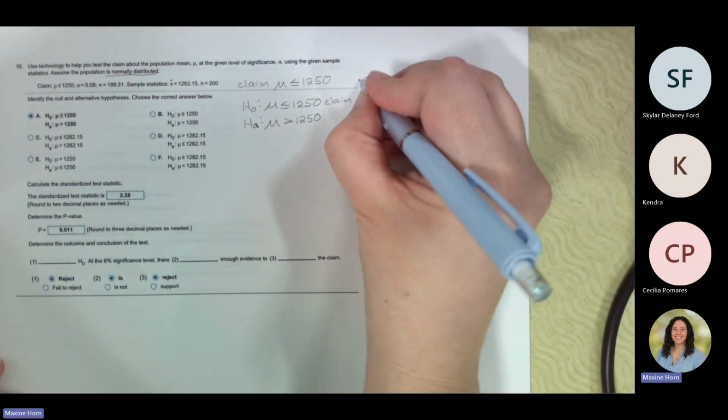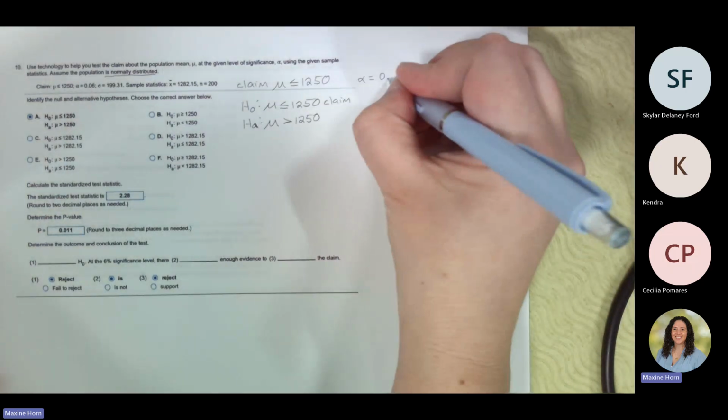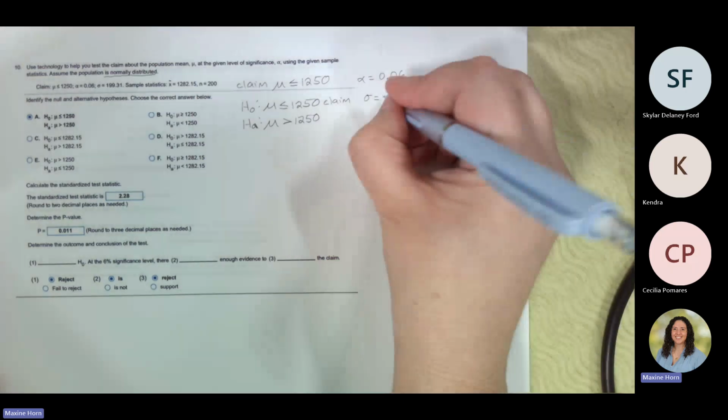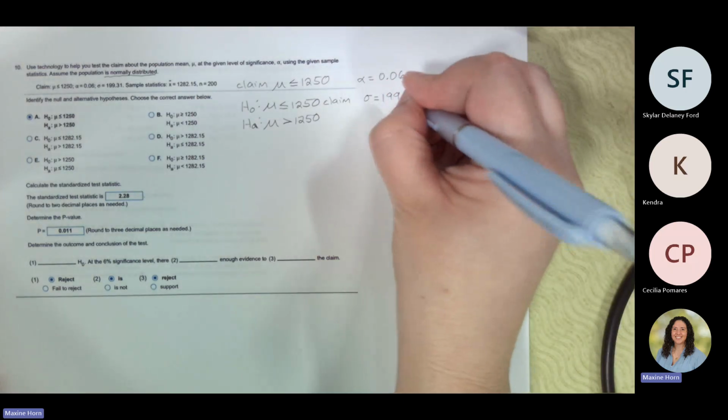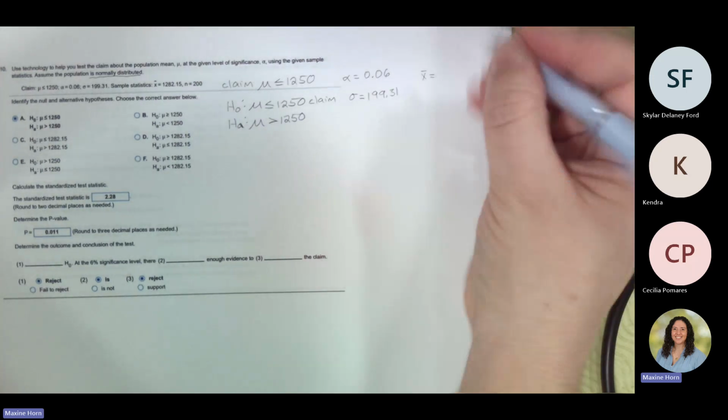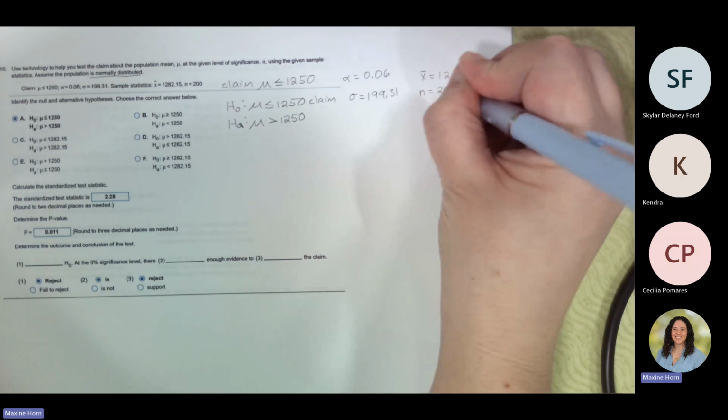Okay, so let's write some of the other information that they gave us. They told us that the level of significance they want us to use is 6%, 0.06. They gave us that the population standard deviation is 199.31. And then they gave us the sample statistics: the sample mean is 1282.15, and the sample size is 200.